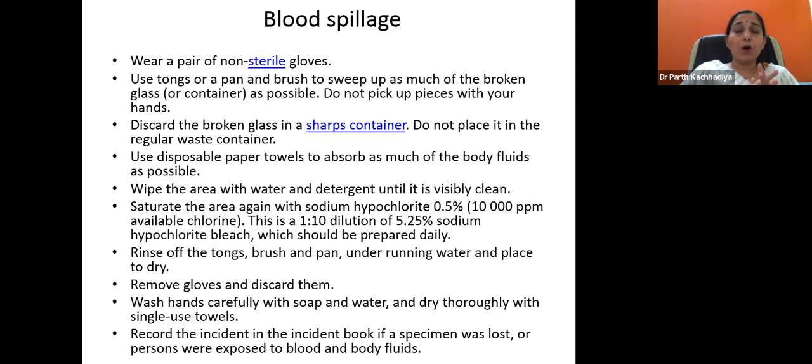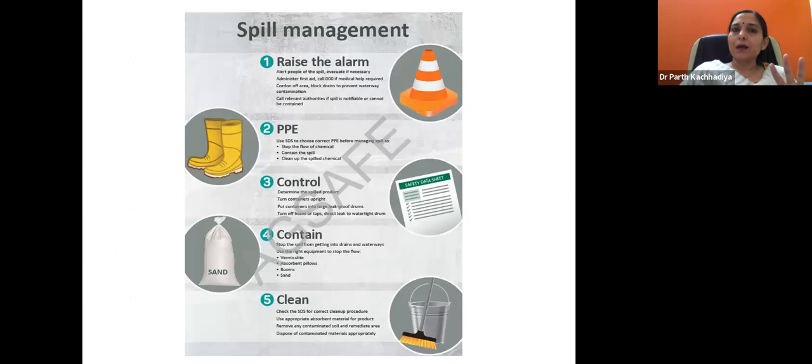And all this has to be recorded. Record the incident in the incident book if a specimen was lost or there was a spillage. So this is a slide showing the spill management. You have to keep only 5 things in your mind. First is to raise the alarm. Second is to use the PPE, that is the personal protective equipment. Then you have to control, contain and clean. So these 5 things you need to keep in mind whenever there is a spillage of body fluid or blood.